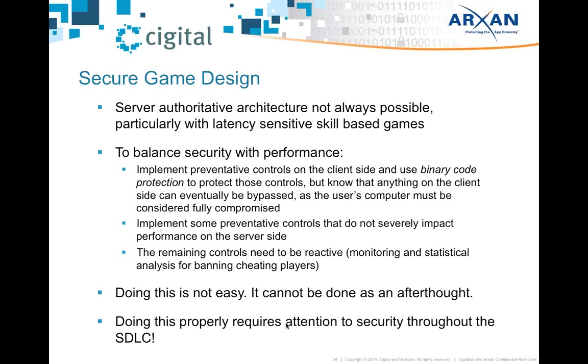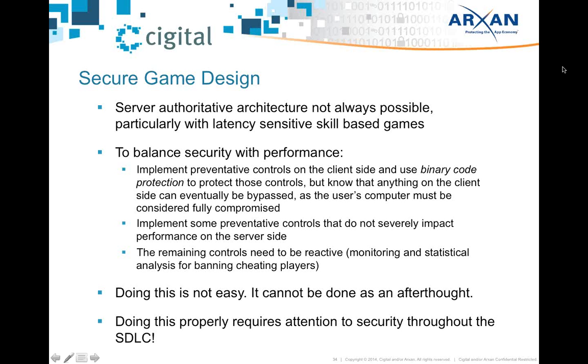So hopefully it's clear by now that a server authoritative architecture is not always going to be possible for online games. So we need some way to balance security with performance. So how do we do that? Well, first, we should implement some preventative controls on the client side and use binary code protection techniques to protect those controls. Keep in mind, though, that anything you implement on the client side can eventually be bypassed.